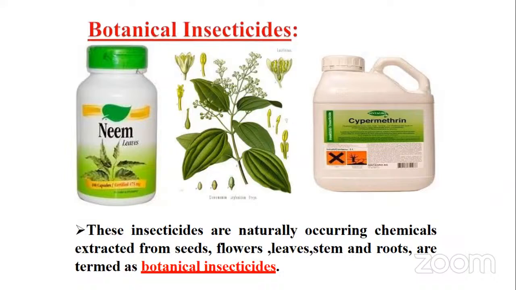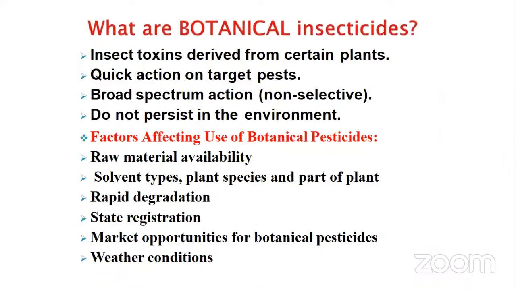So you understood what botanical insecticides are? These are naturally occurring chemicals extracted from the seeds, flowers, leaves, stem, and roots of the plant. Insect toxins derived from certain plants. You could see the quick action on target pests. I'll send you the material. Quick action on target pests, broad spectrum action, do not persist in the environment.